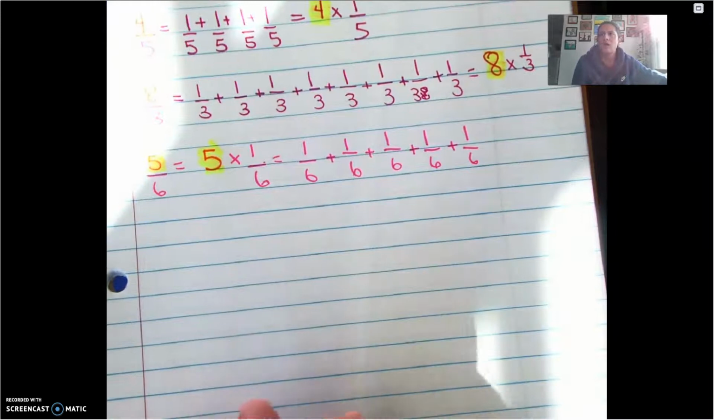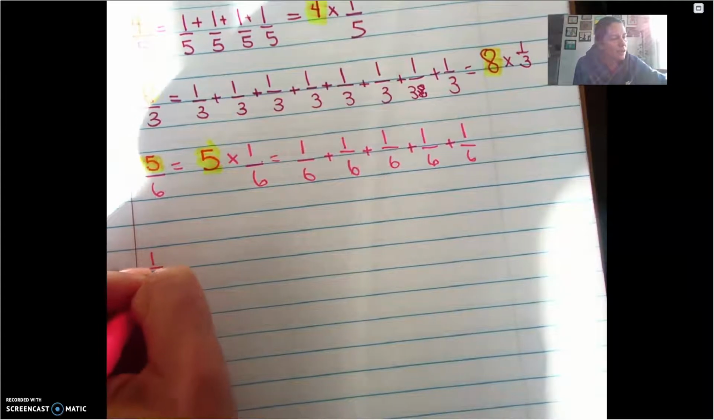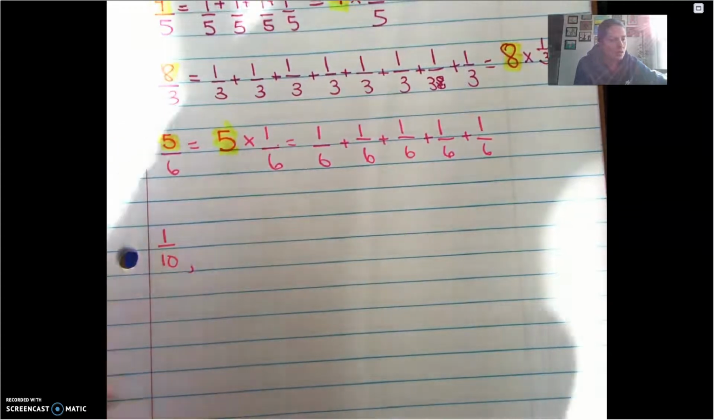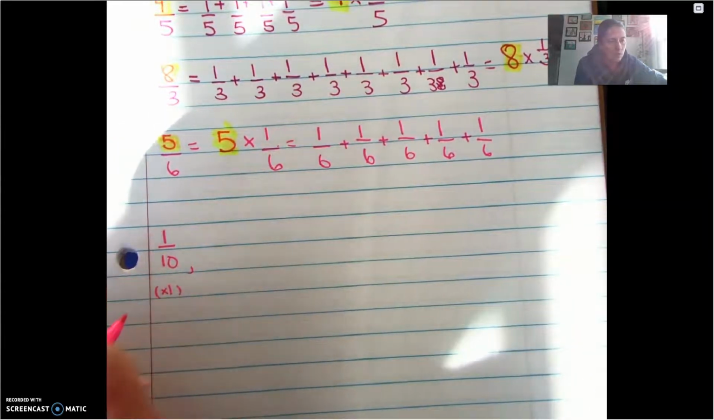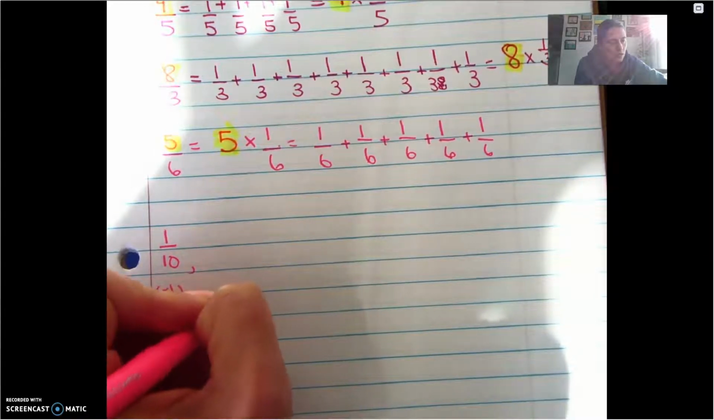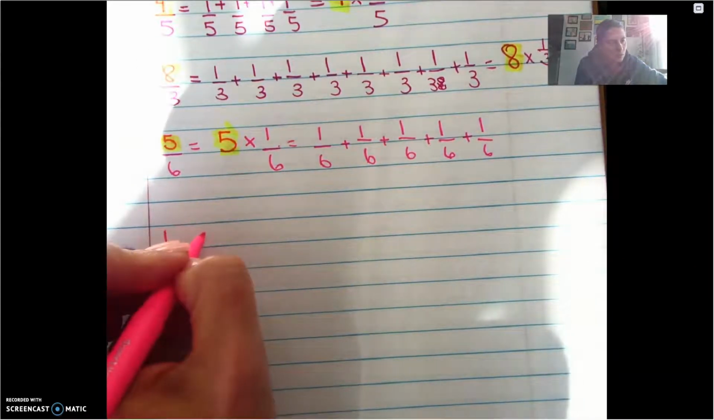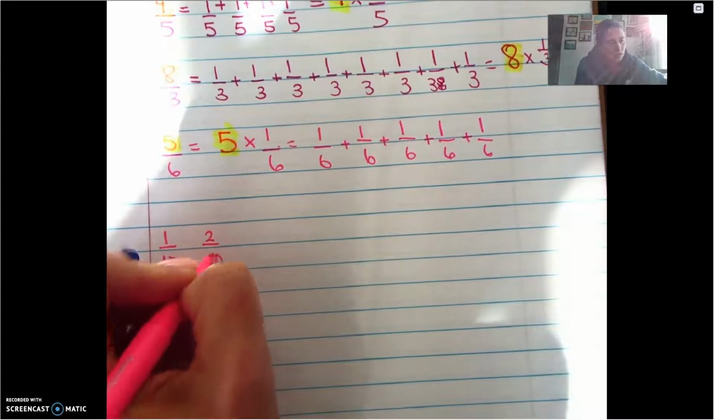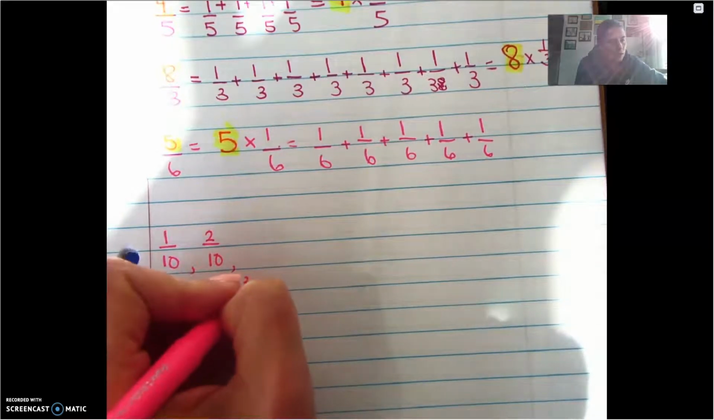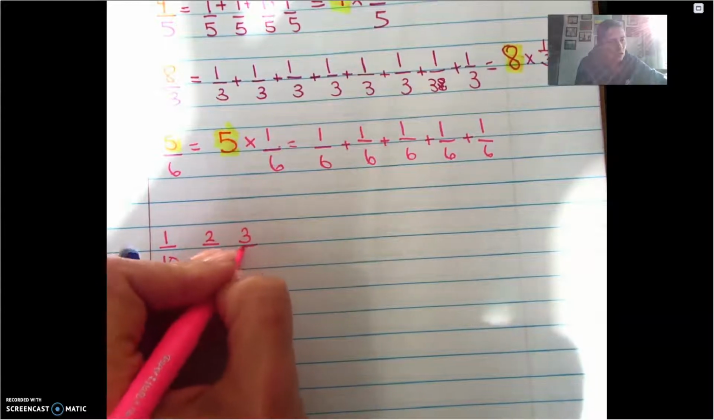All right, so now let's write multiples. Let's do our multiples. So we're going to do multiples of 1/10. So as we're thinking about that, you kind of think of your pictures. We're not going to draw our pictures. So this is 1 times 1/10. Now we're doing 2 times 1/10. So 2 times 1/10 means you have 2 tenths. Then we have 3 times 1/10, which is 3 tenths.